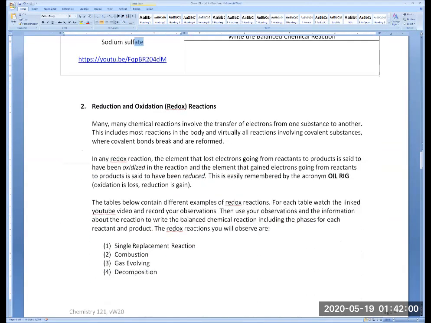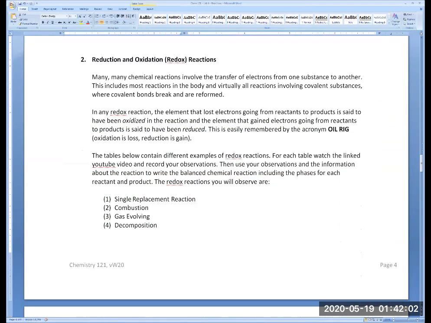Okay, so let's go through the second type of reactions you will observe. Reduction and oxidation, which is summarized as redox reactions. And you can see here, it says that they can be single replacement reactions. Combustion reactions are a subtype of reduction oxidation. Gas evolving, which means you are producing a gas and it makes bubbles. So these are obvious from the observation standpoint.